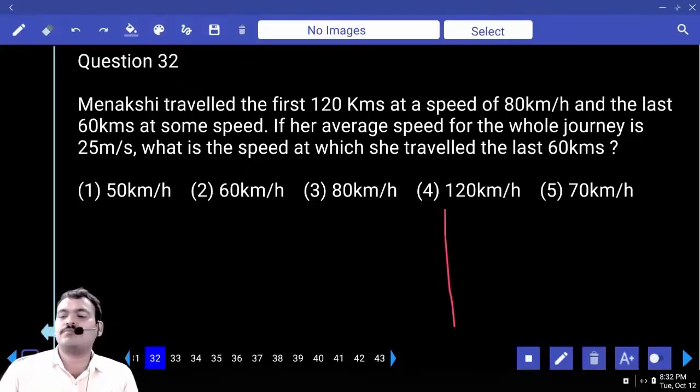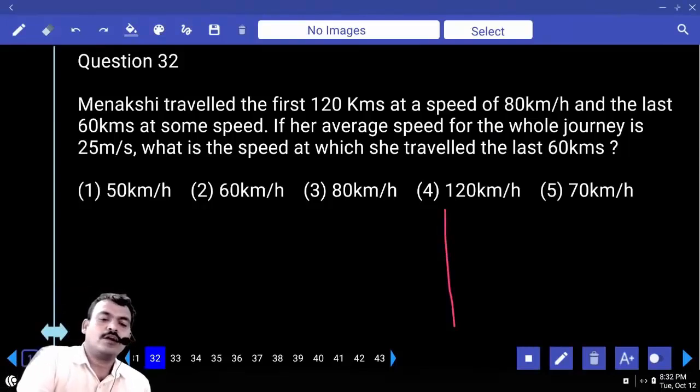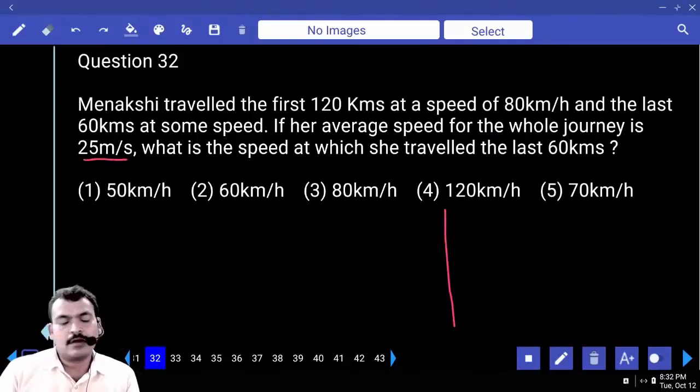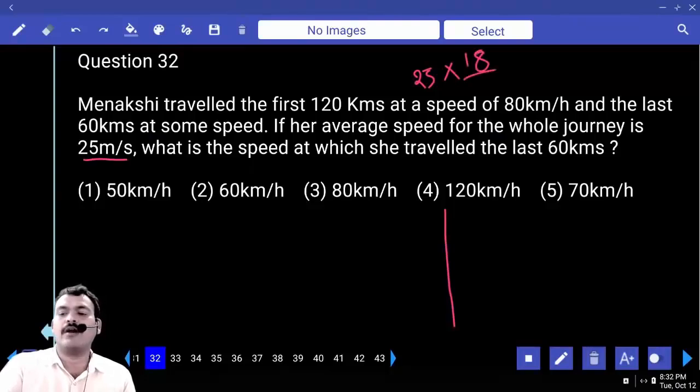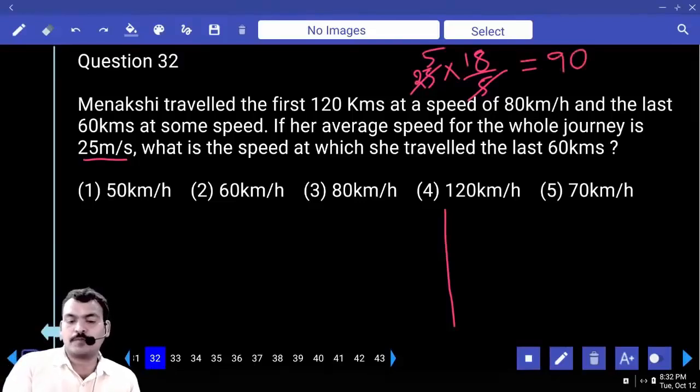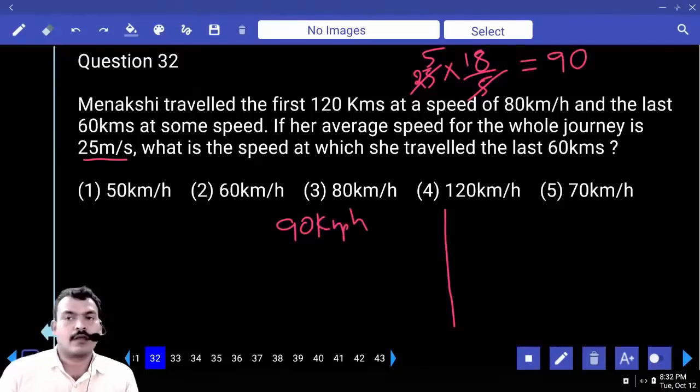What is the average speed of the entire journey? 25 meter per second. 25 meter per second converted to kilometer per hour. How much? 25 into 18 by 5 or not? 5 how many times? 5 times. 5 into 18? 90 or not? Then speed value are how much? 90 kilometer per hour. Just.